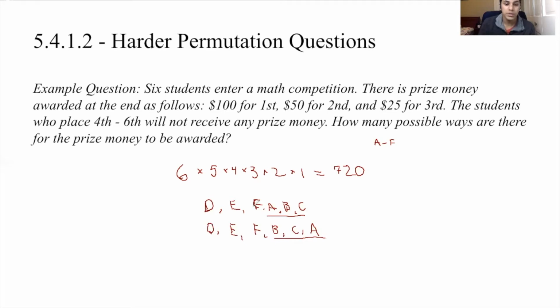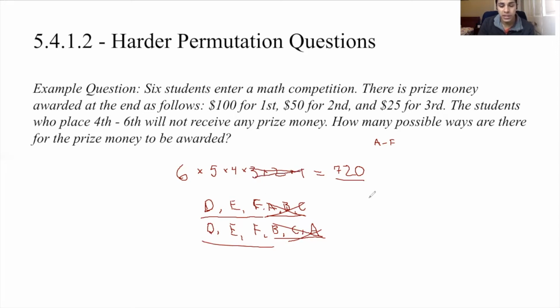All we care about is who comes in first through third, which is why we can't just do this, because this has too many possible combinations taken into account. So what we need to do is find a way to only include the combinations for the top 3. And the way that we do that is that we drop these 3 numbers when multiplying.